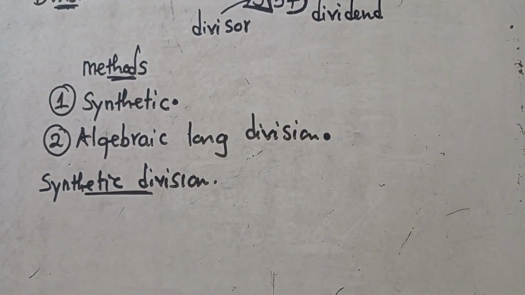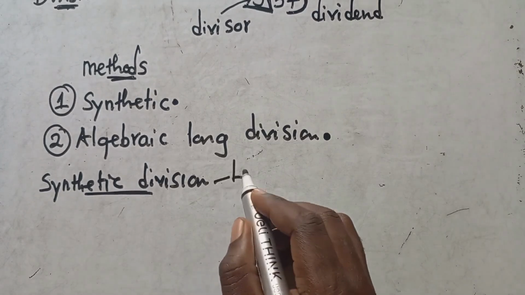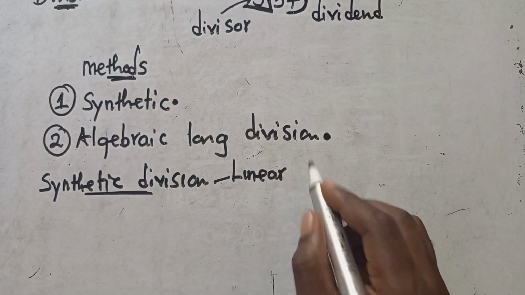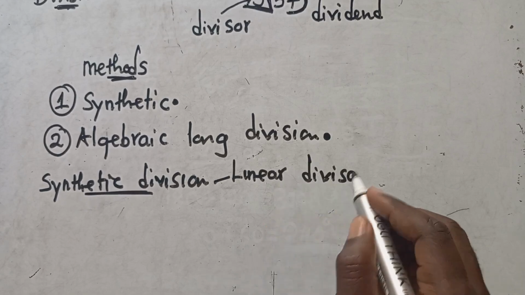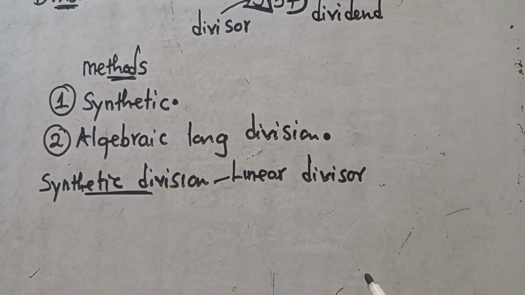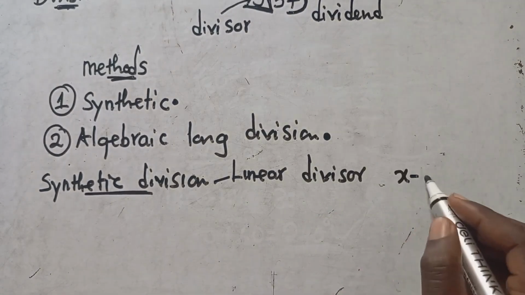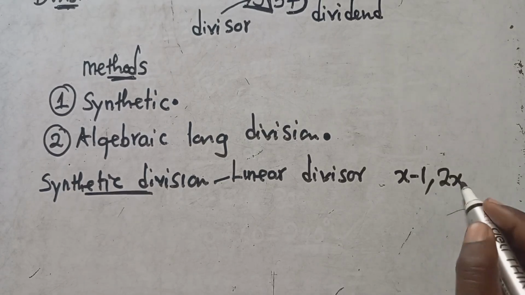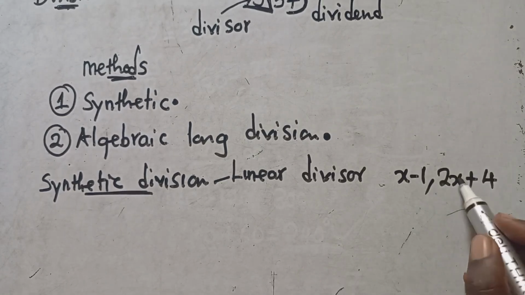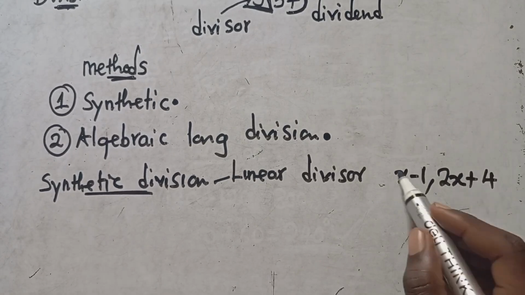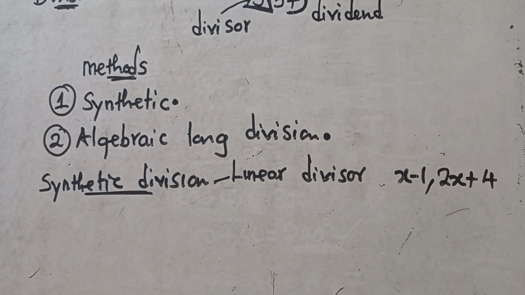Under synthetic division, you need to understand that you need to have a linear divisor. I think you already know what a linear divisor is. You need to have a linear what? Divisor. A linear divisor can be x minus 1, it can be 2x plus 4, as long as the power of x is 1, meaning that it is a linear divisor. This is what you need to know and understand. That's when we get to use the synthetic method.